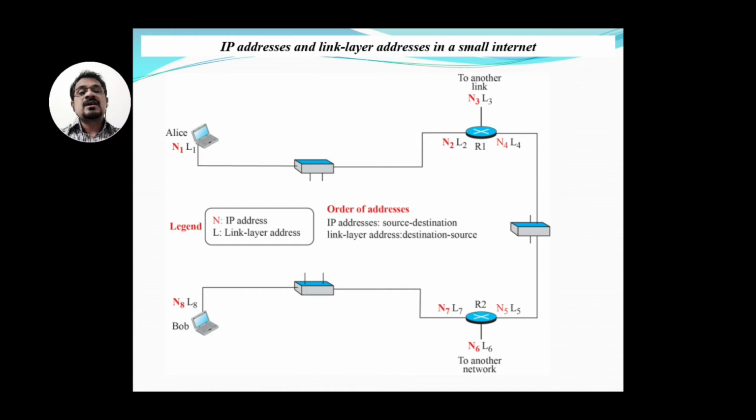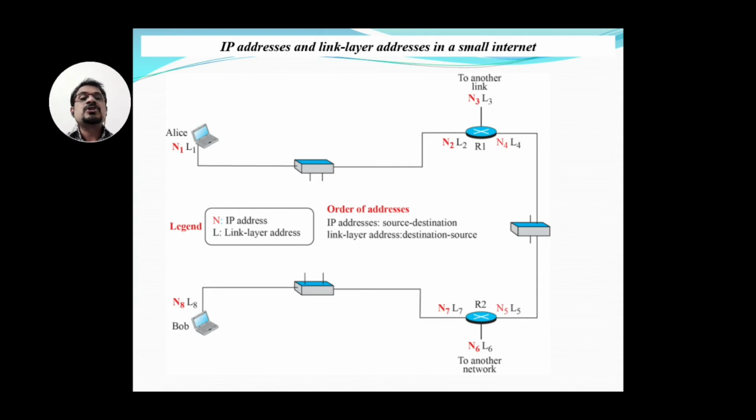This was a very good example cited in the Forouzan data communication book, and the same thing is explained here. The first node sends with addresses N1 and L1, which are forwarded to the next node. Here N1 is an IP address, and L, as noted, is a link layer address.